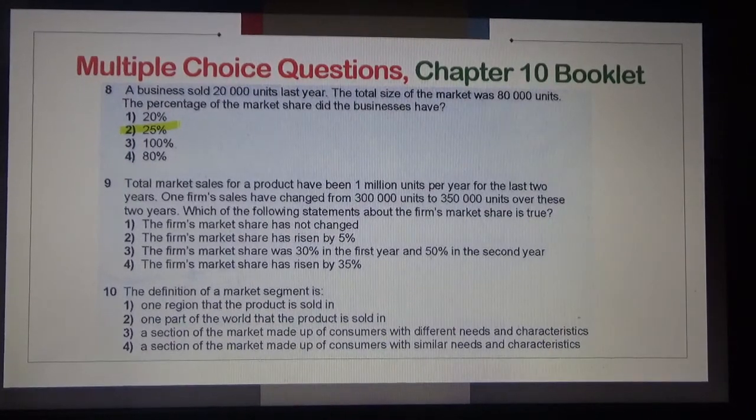Number 9, total market sales of a product have been 1 million units per year for the last 2 years. One firm's sales have changed from 300,000 units to 350,000 units over these 2 years. Which of the following statements about the firm's market share is true? The firm's market share has not changed. It's not true. It has changed from 300,000 units to 350,000 units. So 1 is out. Let's go to number 2. The firm's market share has risen by 5%. The increase here is 50,000. 50,000 is 5% of 1 million, right?